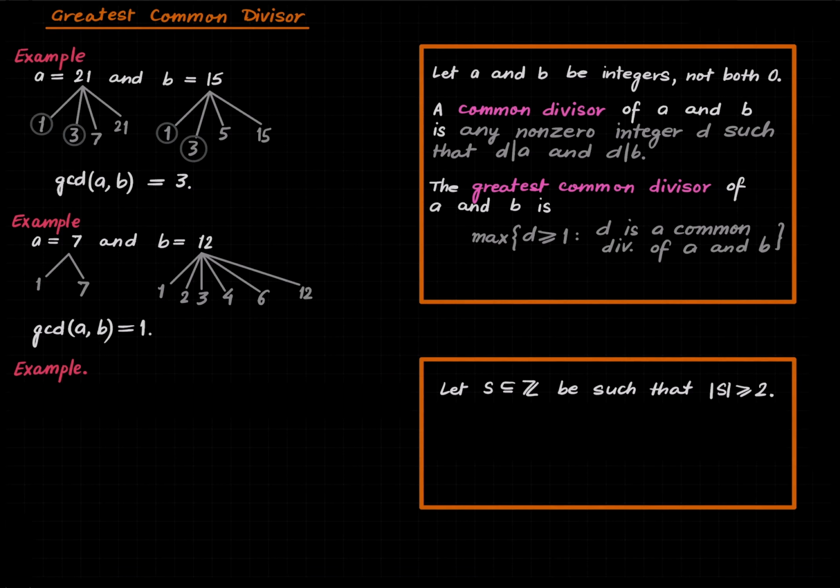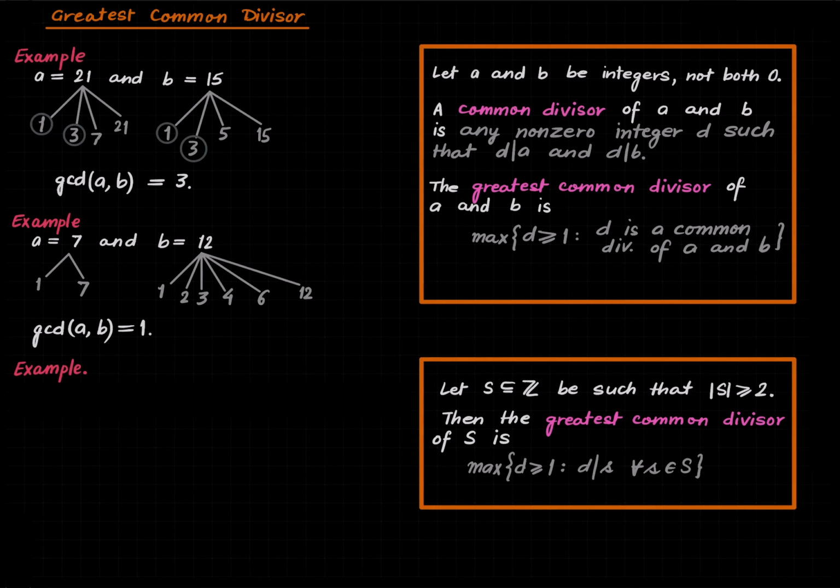And we can extend the definition of GCD to not necessarily 2 integers. We can take any subset of integers, where the subset has at least size 2, right? And we can define the GCD of S. The greatest common divisor of S is to take the max of all the positive integers which divide each element of S. It's a very simple extension of the previous definition.